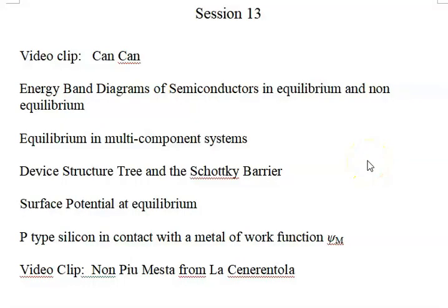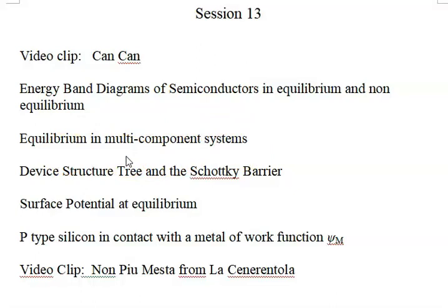Okay, this is a broad outline of some of the topics we'll be covering today. First, we'll be looking at energy band diagrams of single component semiconductors, both in equilibrium and non-equilibrium. There'll be about 9 or so. A couple of them will be a little bit new, and they should be fun. And then we'll be looking at equilibrium in multi-component systems. Multi-component is two or more.